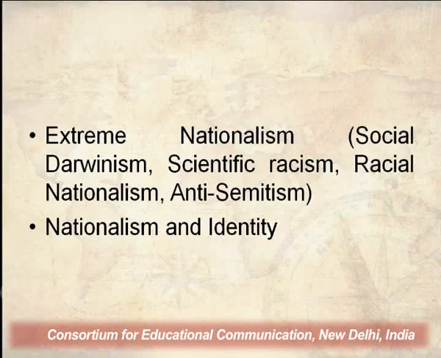We also have extreme nationalism as exemplified by the ideology of social Darwinism, scientific racism, or radical, racial nationalism. There is an element of anti-Semitism that is very much inbuilt into the emergence of this ideology, which was extreme nationalism, and several states tried to emerge riding on the shoulders of such sentiments. And finally, we have nationalism and identity, so nationalism as a matter of identity.